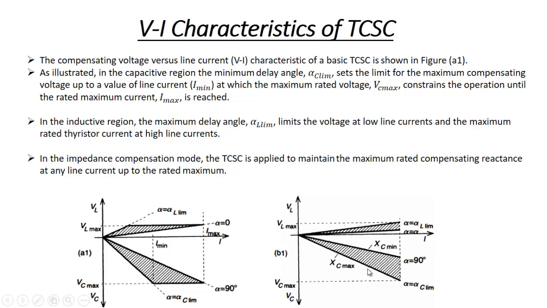Similarly, in the capacitor, we have XC maximum for alpha equal to XC limit, and for alpha equal to 90 degrees, it will have minimum capacitance, and the range will be from this point to this point. This will be without voltage control, but this will determine the maximum current, and this will determine the maximum voltage here and here. But this is the voltage control.